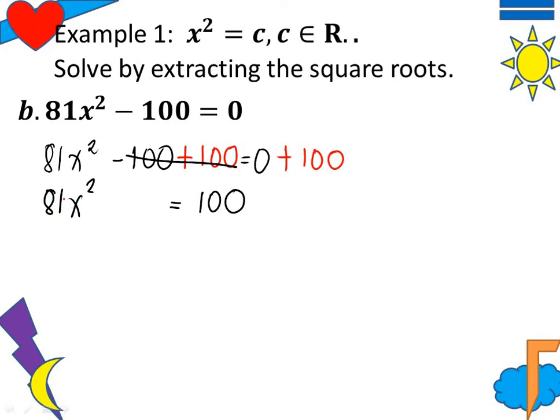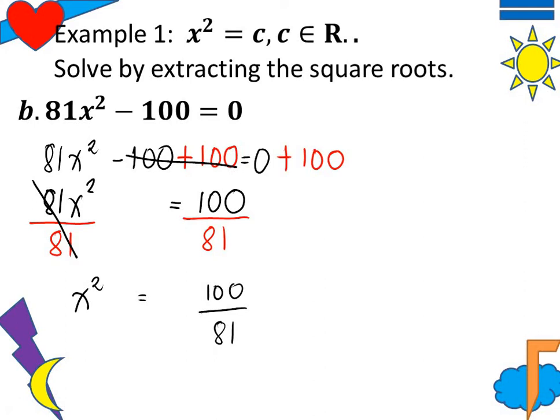Step number 2. Now, to find the value of x, we need to make the numerical coefficient of x equal to 1. And to do that, we need to divide both sides by 81. So we have here 81x squared divided by 81 is x squared is equal to 100 over 81. Apply square root property. So we have here square root of x squared is equal to plus minus square root of 100 over 81.